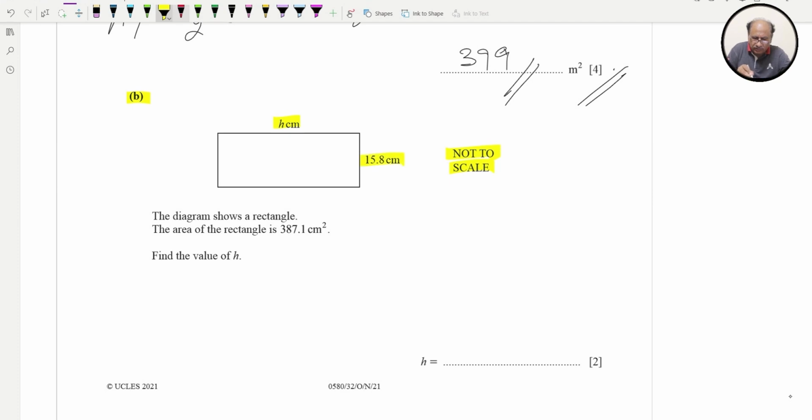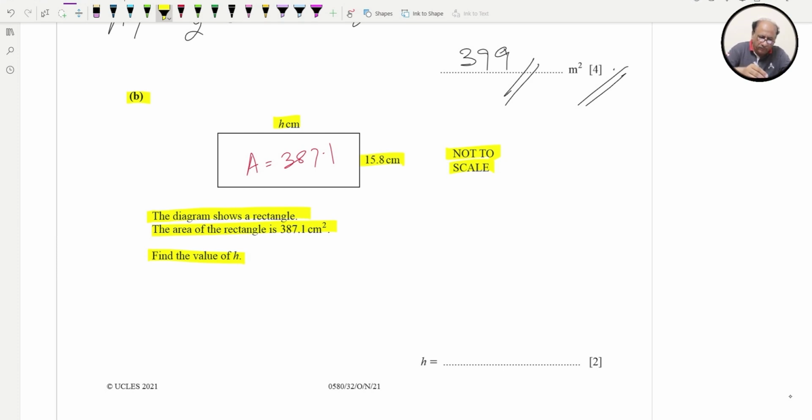One side is h, the other side is 15.8. The diagram shows a rectangle. The area of the rectangle is 387.1. And what we have to do is find this one, length h.